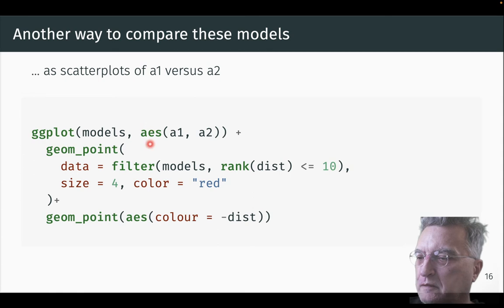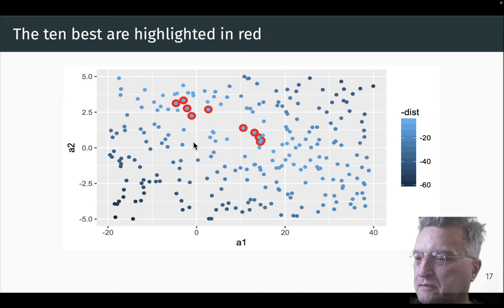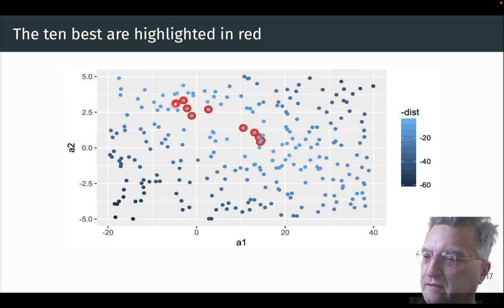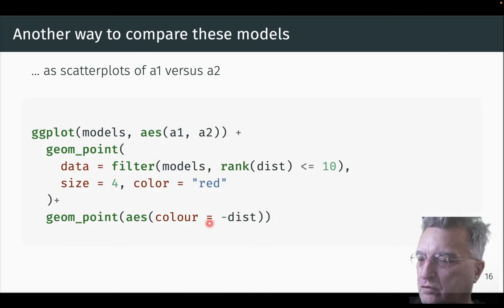Another way that we can compare these models is to do a scatter plot of the intercept and slope. So this is quite a different way of measuring these. And we take the 10 with the smallest distances and just highlight them in red. So this is two sets of points. This is all of the points, and this is the points with the rank of distance 10 or less. Okay, and we made them larger than the standard size and colored them red.